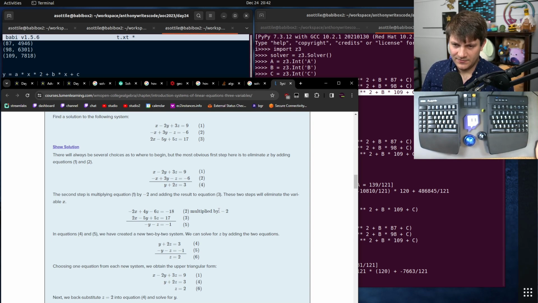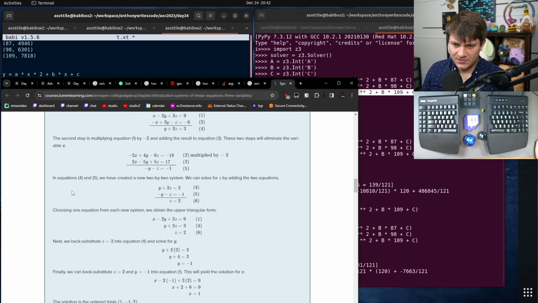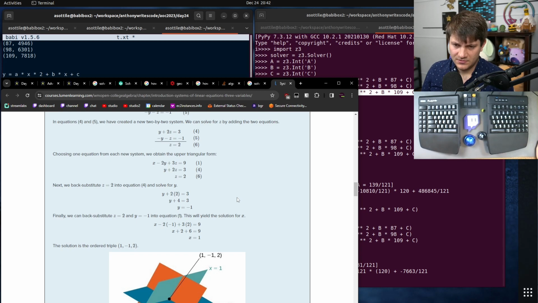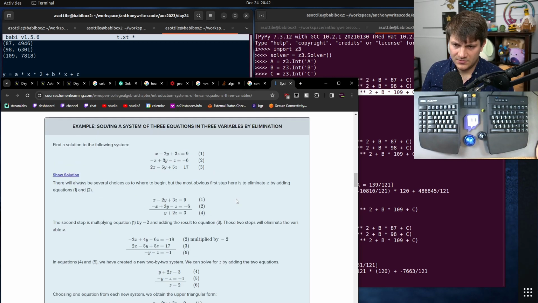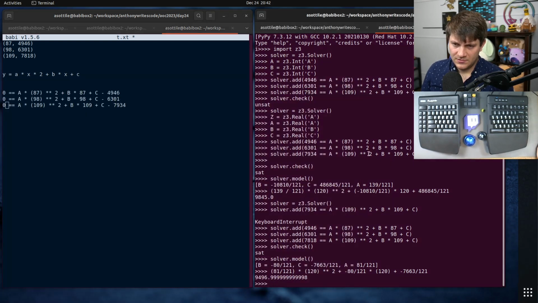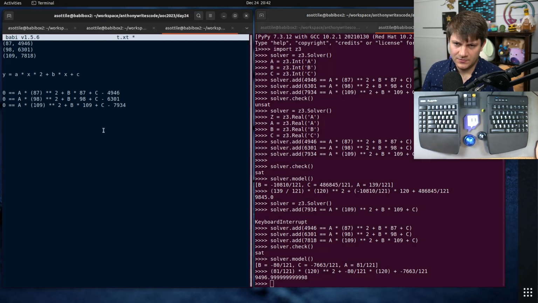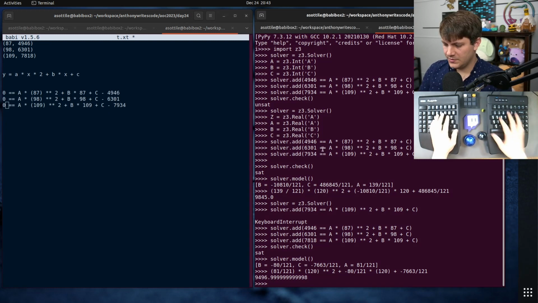eliminate x by adding the first two equations. We've created a new 2x2 system. We solve for z by adding those. Oh, okay. So I guess let's just write these out as numbers.